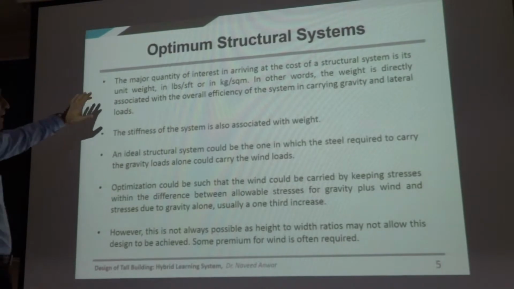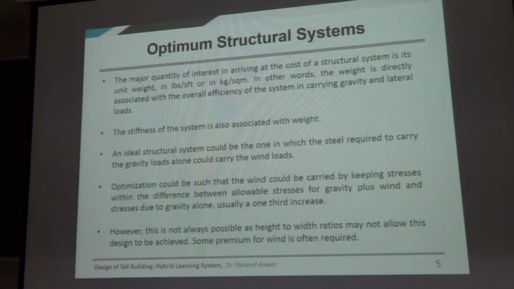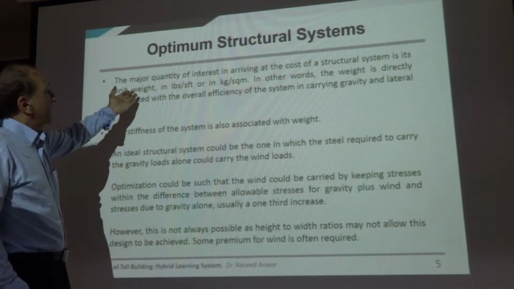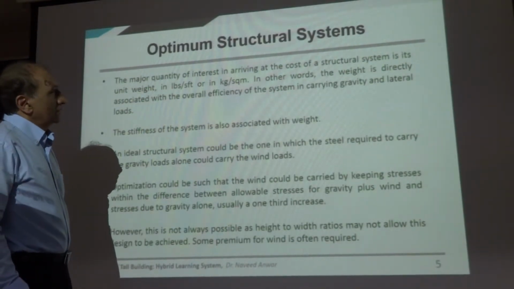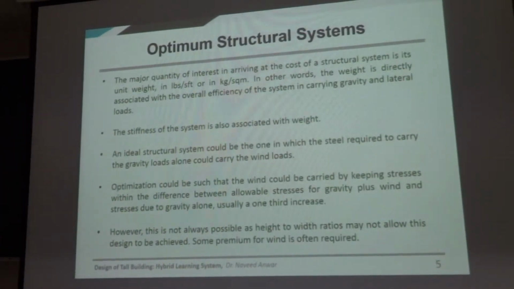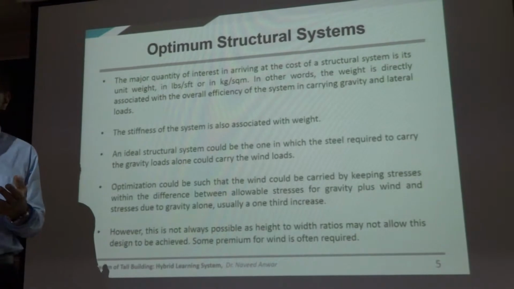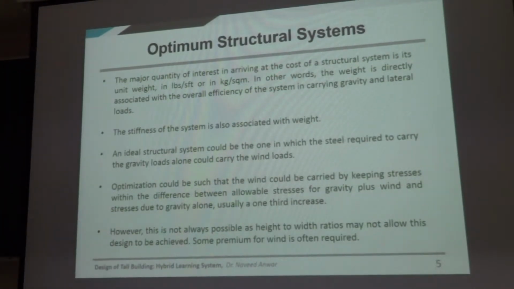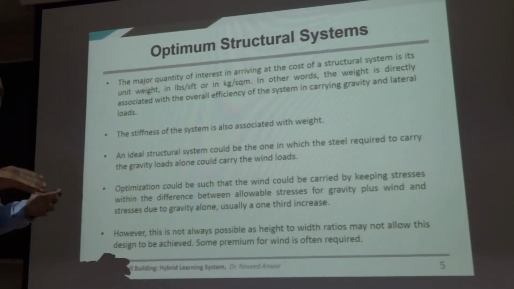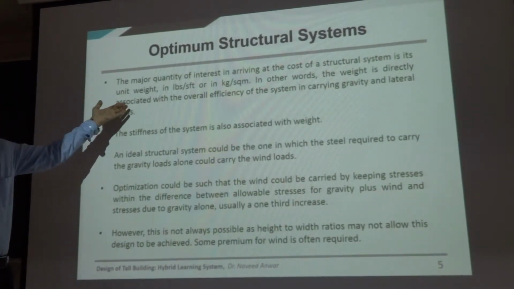Now, this is the major quantity of interest to us that we need to be careful about, which is the cost of a structural system, which is dependent on the weight, pounds per square foot or kilogram per square meter. That means what is the quantity of concrete, concrete weight per square meter of the building area? What is the quantity of steel, kilograms per square meter, because that will determine the cost of the building. So when you are selecting systems, ultimately this will be something that you need to worry about.